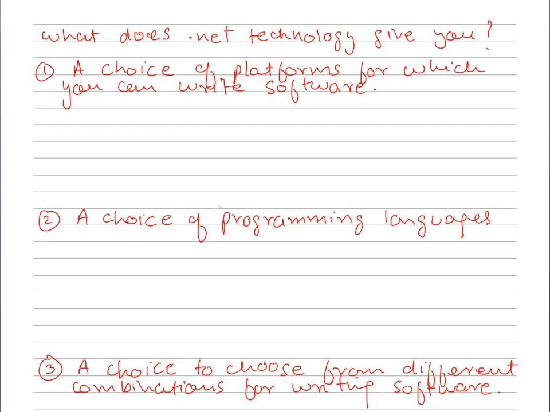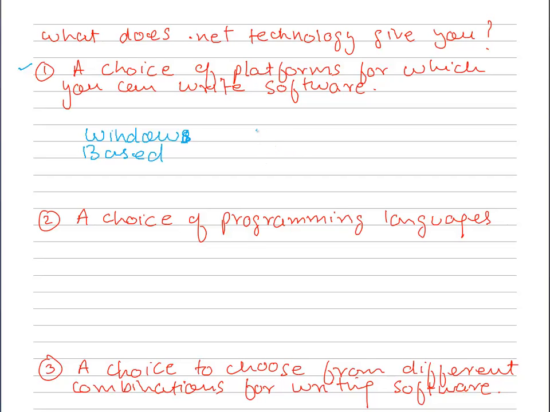Another question is, what does the .NET technology give you? What is it actually that you get from the .NET technology? So the first reply we would deal with is that the .NET technology gives you a choice of the platform for which you can write software. By this we mean that you can choose to write programs for Windows. So you can write programs which are window based, basically meaning desktop applications which will be installed on the client machines and they'll execute.